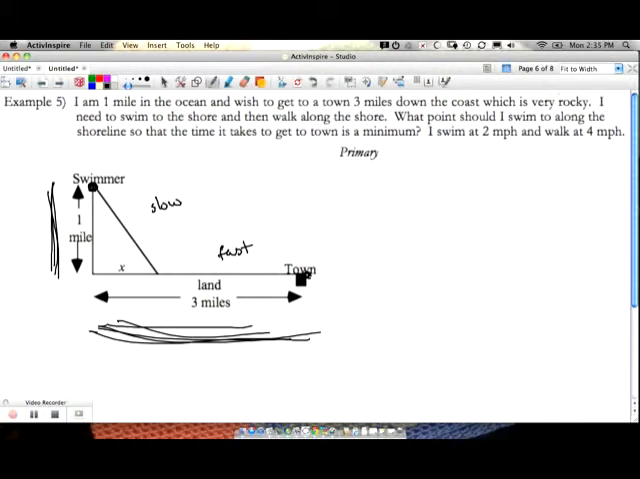And this shoreline's very rocky, apparently. I need to swim to the shore. So this is me swimming down here. And then walk to the shore.